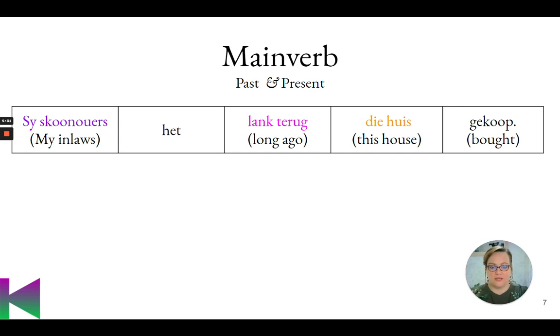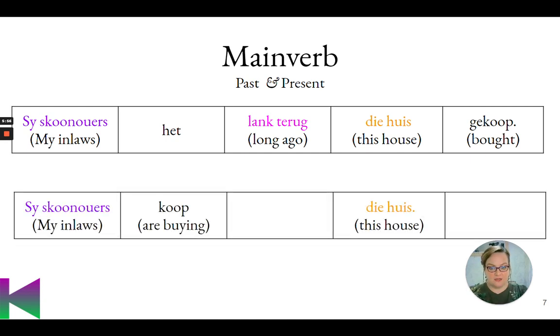Okay. So we have het, yes, but gekoop, it gets the ge verb. So you know, where does that verb go when you're going to put it in present tense? It's going to go to the verb one place. The het falls away because you're in present tense, you don't need the het. And that's all you do. You take that gekoop, move it to the verb one place, and there you have it. Sy ouers koop die huis. That's it.